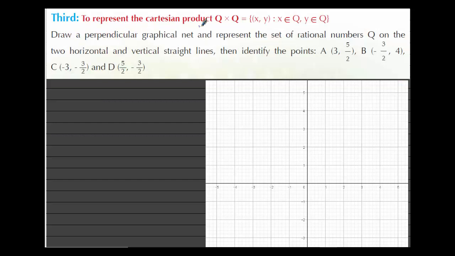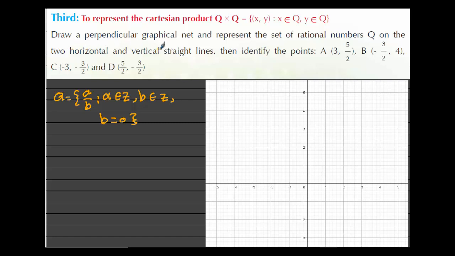Third, to represent the Cartesian product Q multiply Q, we know that Q is the set of rational numbers which equal a over b, such that a belongs to Z, Z is the set of integers, and also b belongs to Z, on condition b is not equal to 0, because division by 0 is meaningless. So Q multiply Q equals the set of ordered pairs x and y, such that x belongs to Q and y belongs to Q.